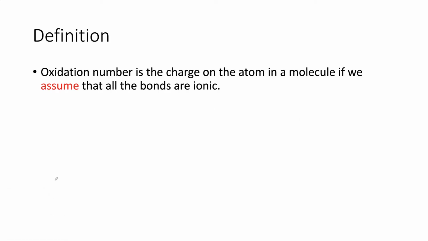Now we're going to talk about oxidation numbers. An oxidation number is what we assume, according to this definition, is the charge of an atom in a molecule, assuming that all the bonds are ionic.